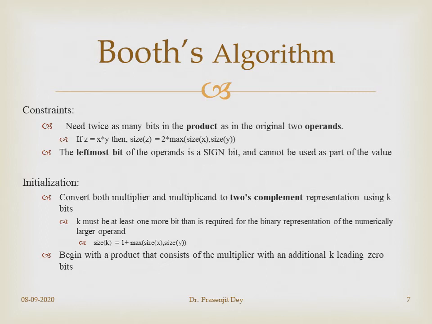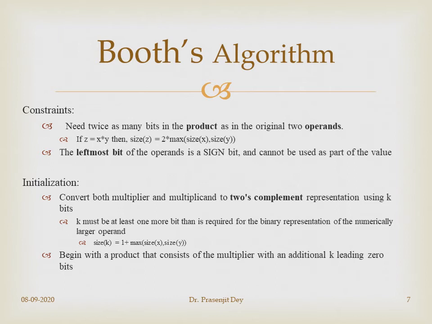So in Booth's algorithm, what is the process of initialization? In initialization, we basically get the 2's complement of the multiplier and multiplicand both using k bits. Now what is k? k must be at least one bit more than is required for the binary representation of the numerically larger operand. So if you want to multiply x into y, we need to evaluate the size of x and the size of y, consider the larger size, and add 1 to it, and that gives us the size of k.